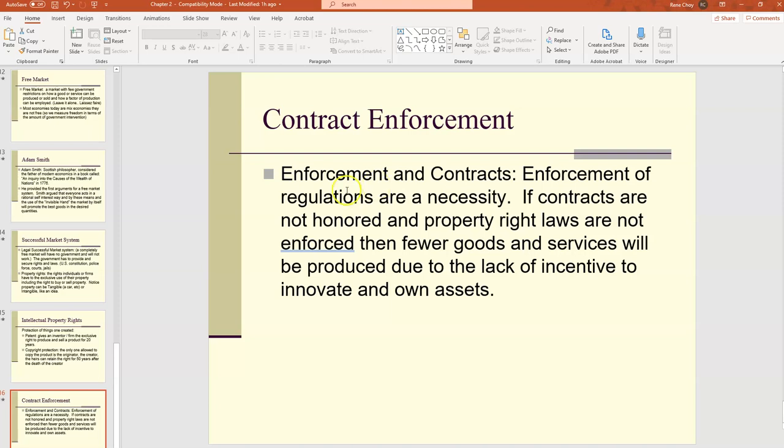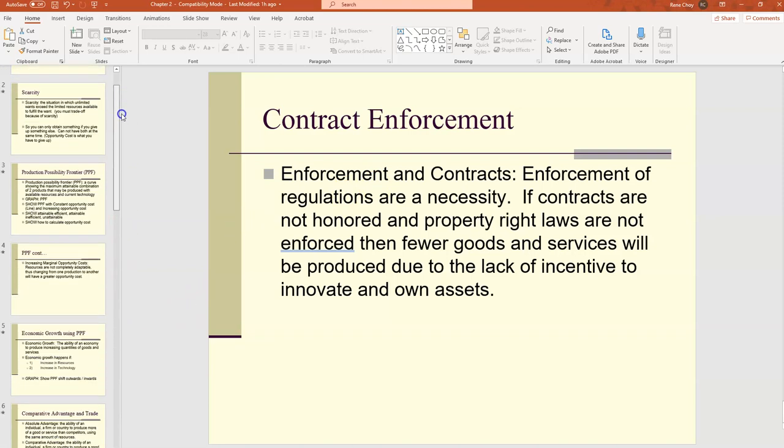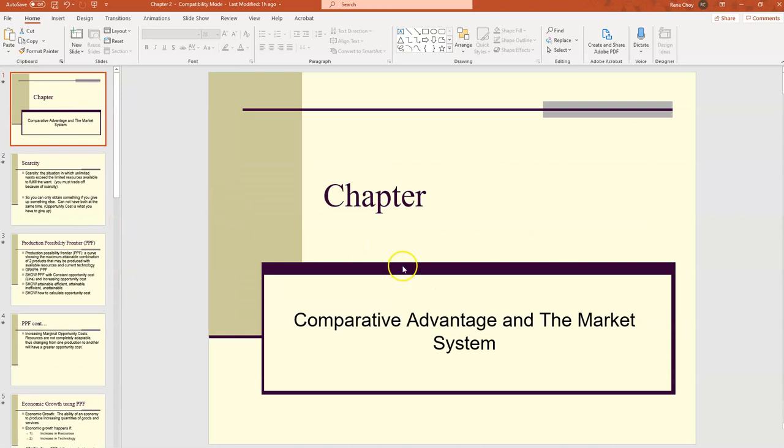All right. So anyway, this ends our chapter on comparative advantage and how the market system works.